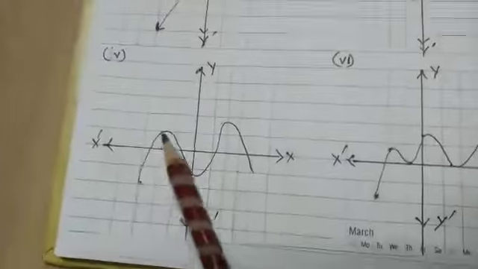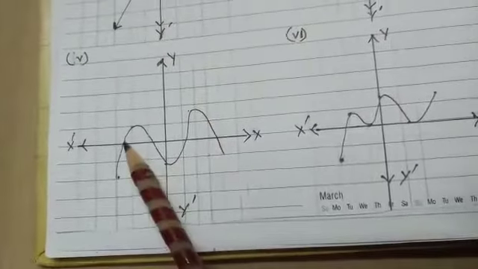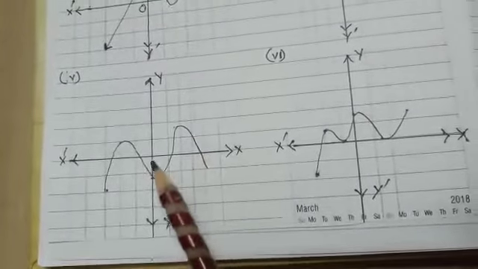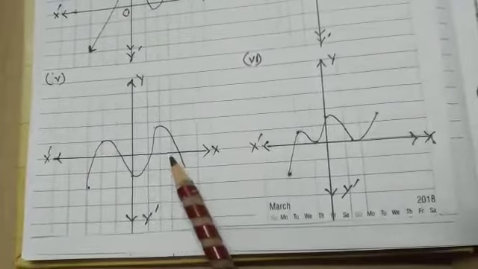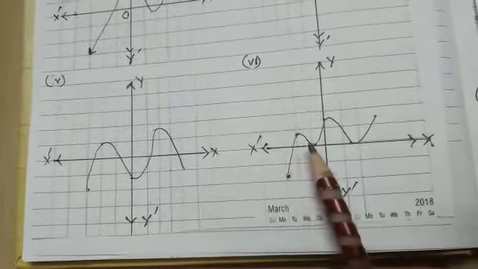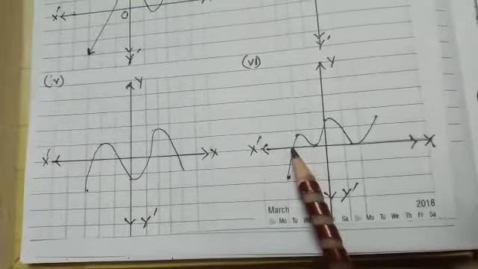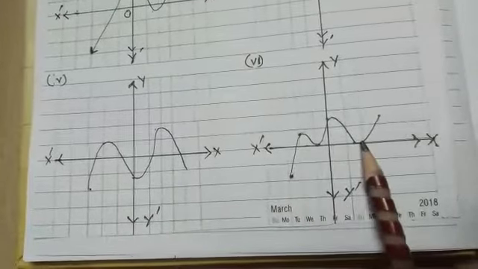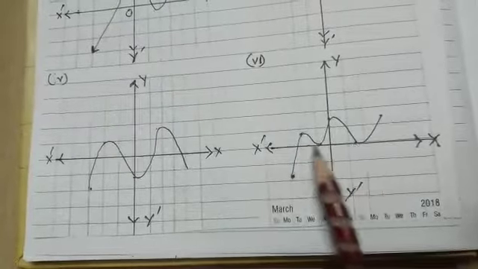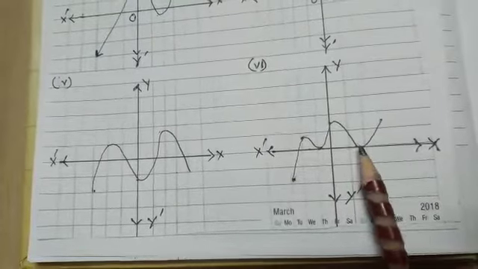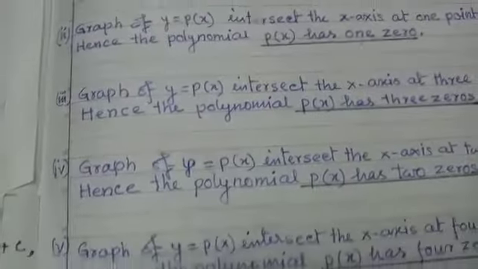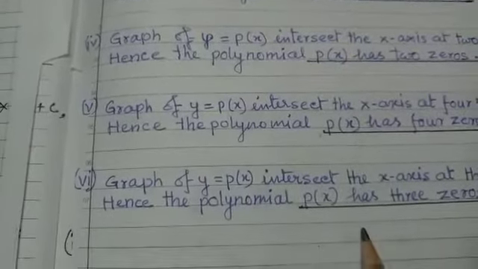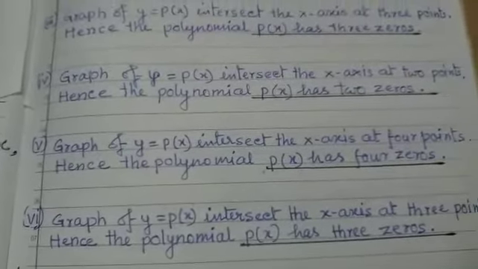This graph intersects the x-axis at 1, 2, 3, 4 points. So the number of zeros is 4. Now this graph intersects at 1, 2, 3 points. So the number is 3. Now on the right hand side I have written all the answers here, what I explained to you. Now this exercise is finished.